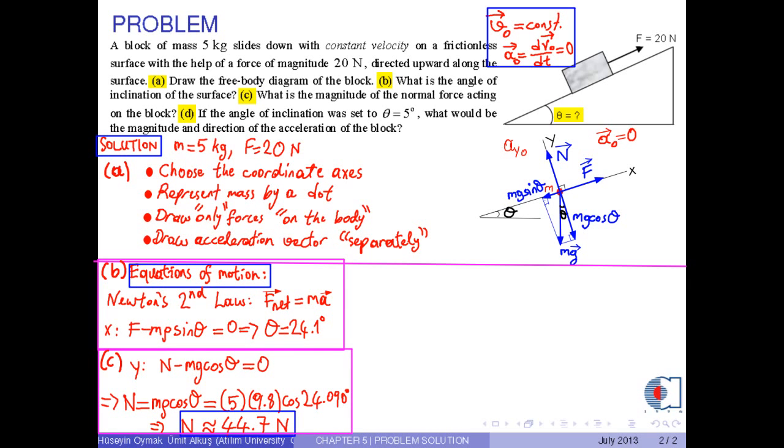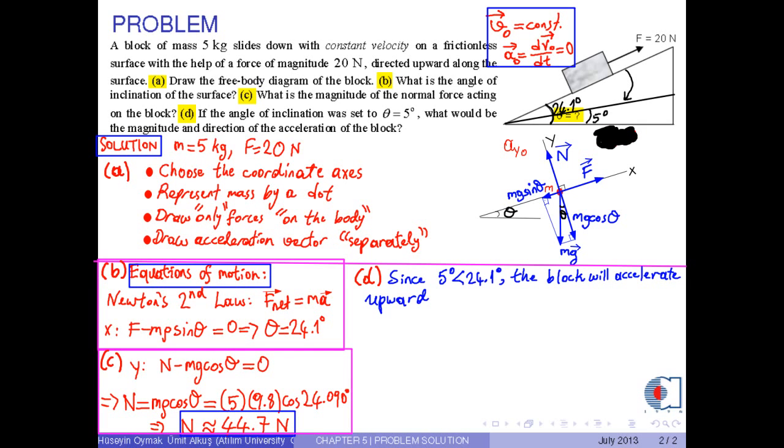D. If the angle of inclination was set to theta equal to 5 degrees, what would be the magnitude and direction of the acceleration of the block? Here, since 5 degrees is less than 24.1 degrees, the block will accelerate upward. Then we can draw the acceleration vector separately from the body as follows.